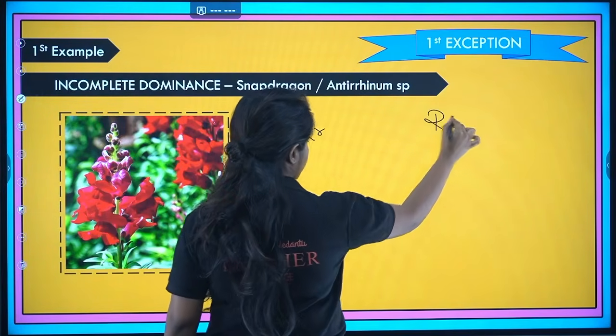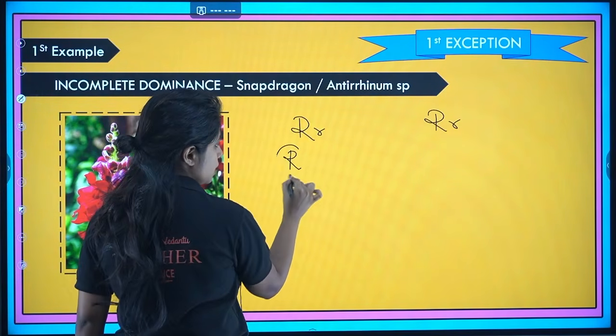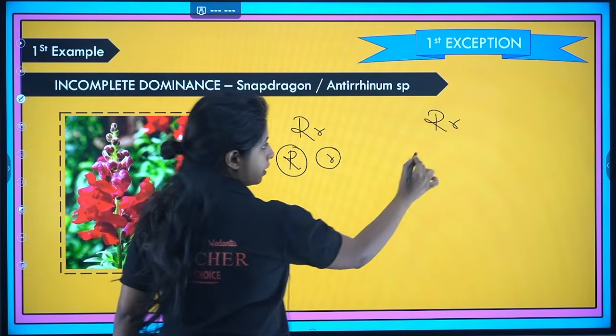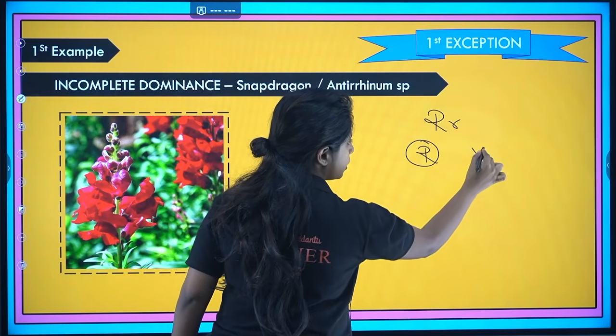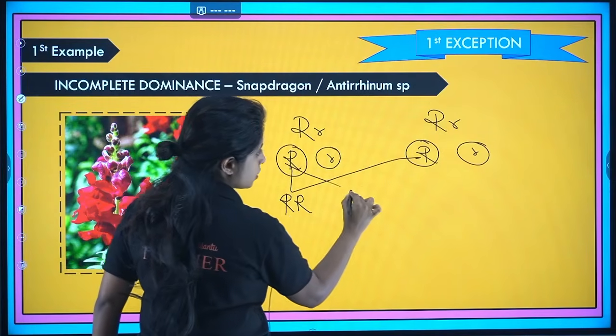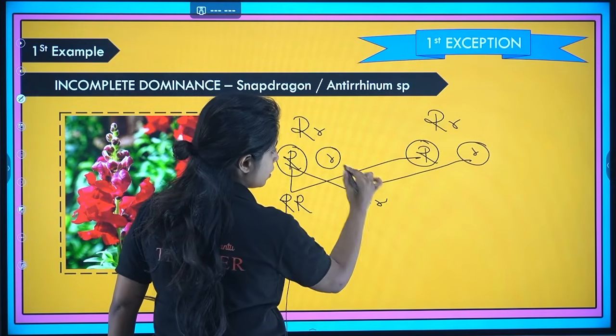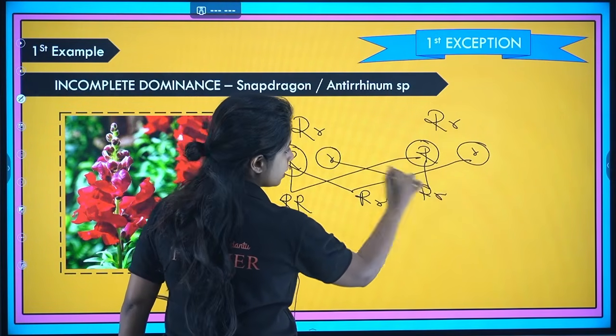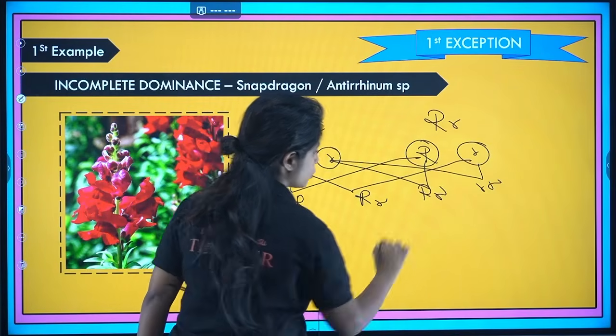Capital R, small r, capital R, small r. Here you get two types of gametes, one is capital R, one is small r. Here also two types of gametes, one is capital R, one is small r. When you cross this with this, you get capital R, capital R. Then capital R, small r. Then capital R, small r. And then small r, small r.